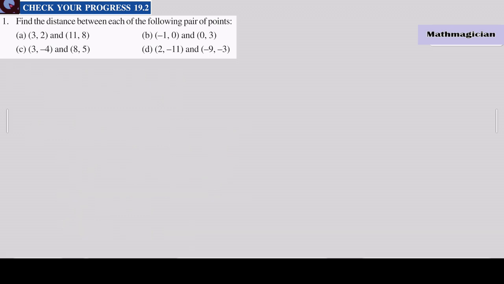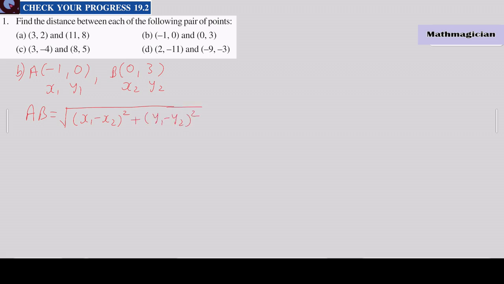Let's solve 1b: minus 1, 0, 0, 3. Let's name them A and B: x1, y1, x2, y2. Same way, first write the formula. The distance AB is under root (x1 minus x2) whole bracket square plus (y1 minus y2) whole bracket square. Now we'll substitute the values.